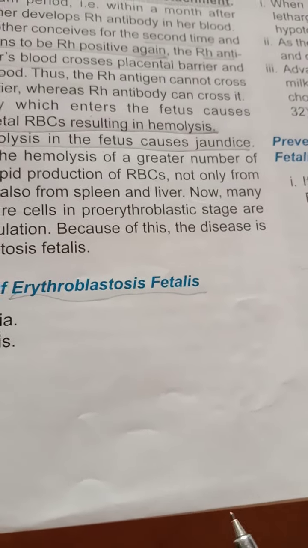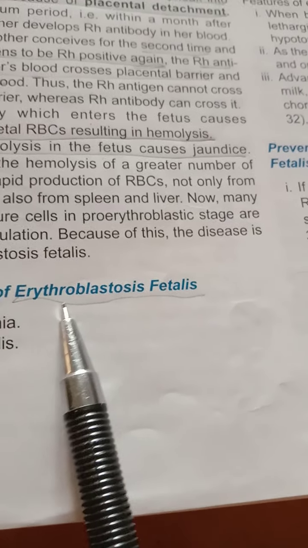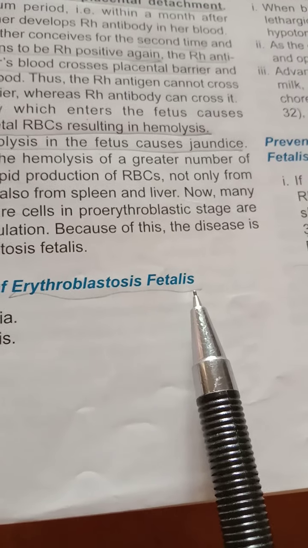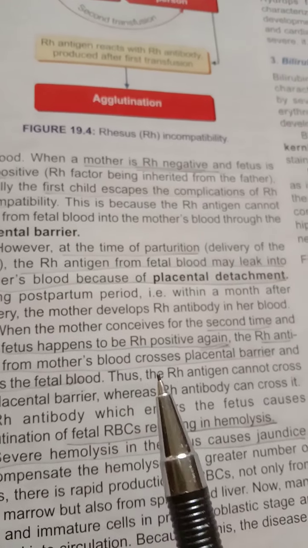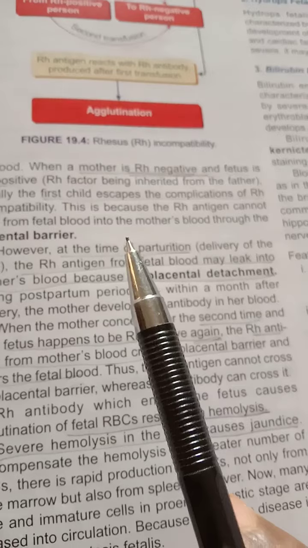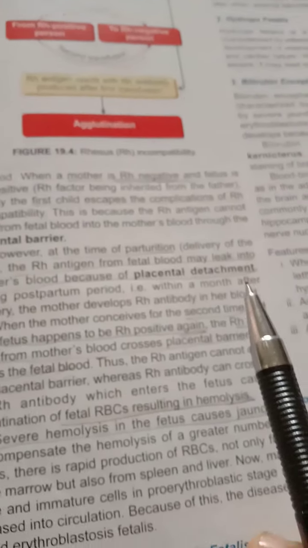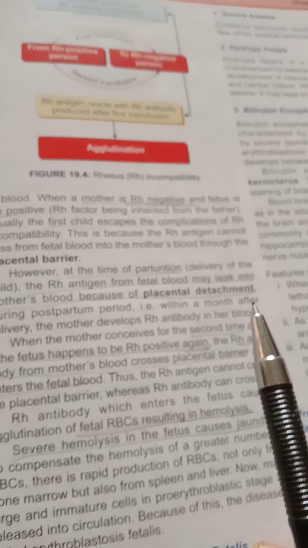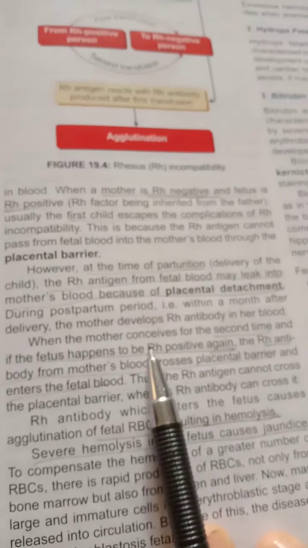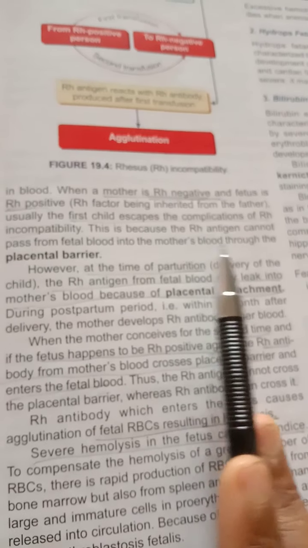Now we are going to learn the special topic erythroblastosis fetalis. This is one type of blood mismatch that is present in pregnant ladies. It mostly occurs in pregnant ladies, and most of you have common doubts in erythroblastosis fetalis. I think so. So I have taken this topic to clarify your doubts and to explain it clearly.